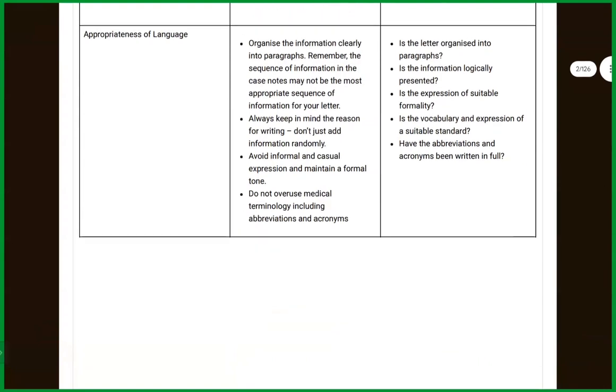So the next one is appropriateness of language. Language, in the sense, means we are writing relevant information in correct language or correct grammar. So we are organizing the information clearly into paragraphs. The sequence of the information in the case note may not be the most appropriate sequence for your letter. In the case note, the information is not in order.